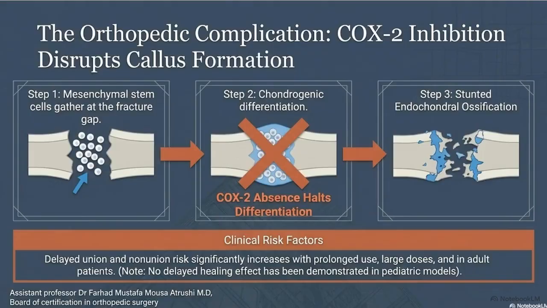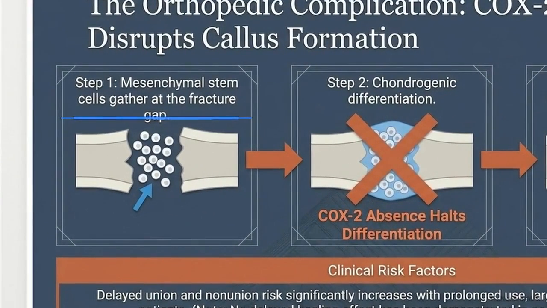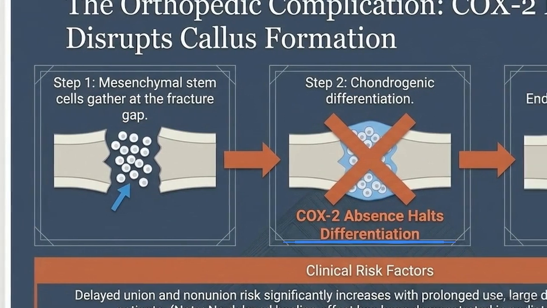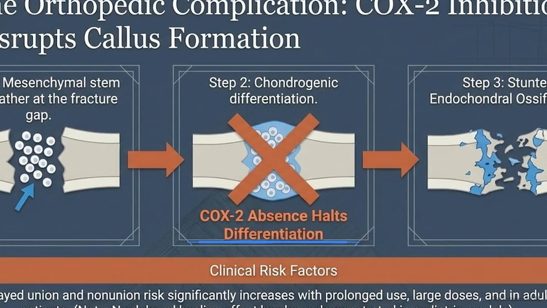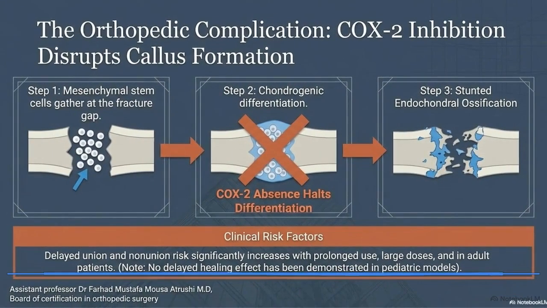Looking at this three-step diagram, we see why these drugs, while GI safe, introduce a devastating orthopedic complication by disrupting callus formation. Normally, mesenchymal stem cells gather at the fracture gap. Here is the mechanism of failure. The absence of COX-2 actively halts stem cells from undergoing chondrogenic differentiation. Endochondral ossification is severely stunted, and the bone simply stops bridging the gap. Clinically, delayed union and non-union risks increase significantly in adult patients facing large doses or prolonged use.